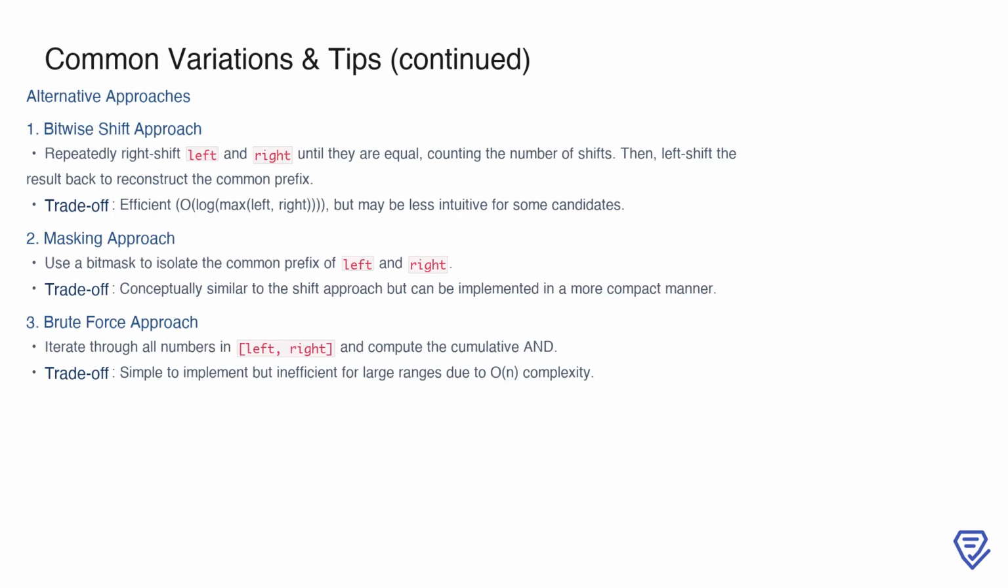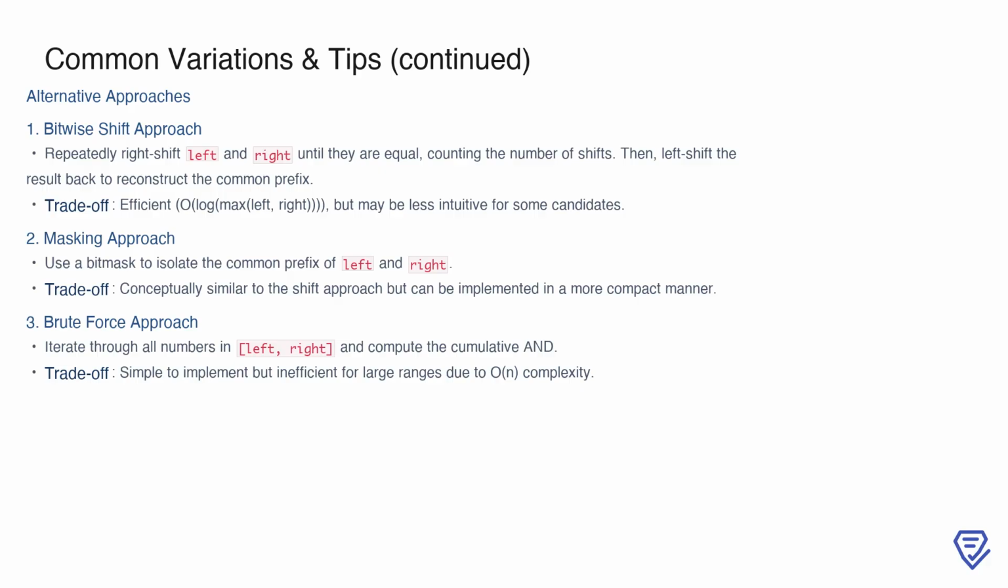There are several alternative approaches to solving this problem, each with its own trade-offs. The bitwise shift approach is one of the most common. Here, you repeatedly right-shift both left and right until they are equal, keeping track of the number of shifts. Once the common prefix is identified, you left-shift the result back to reconstruct the final value. This method is efficient, with a time complexity of O(log(max(left, right))), but it may feel less intuitive to some candidates. Another method is the masking approach, where you use a bit mask to isolate the common prefix directly. This approach is conceptually similar to the shift method but can be implemented more compactly.